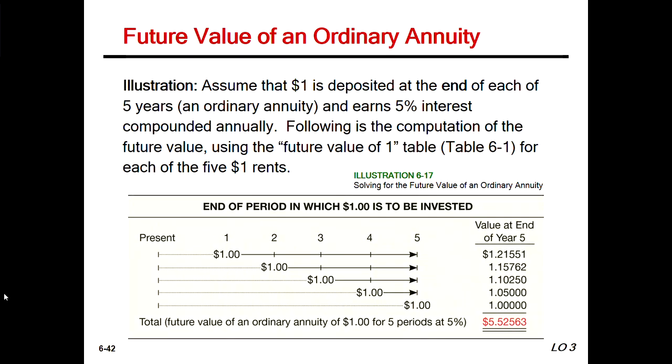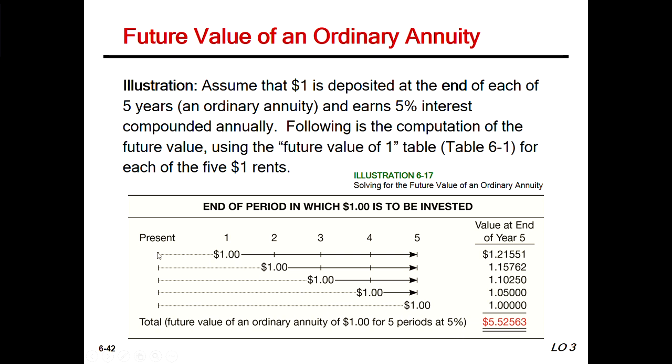So let's look at an illustration here. Let's assume that $1 is deposited at the end of each of 5 years. So this is an ordinary annuity. It earns 5% interest compounded annually. So following this computation of the future value, we can use the future value of one table. What we would do is have 5 different calculations and 5 different factors that we would then add up to figure out what the value is of those $5 of payments over those years.